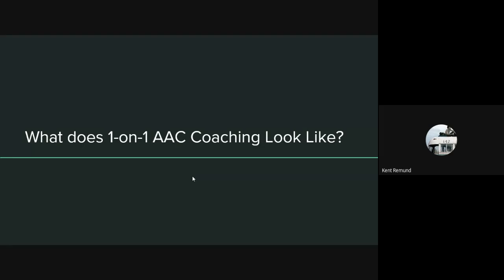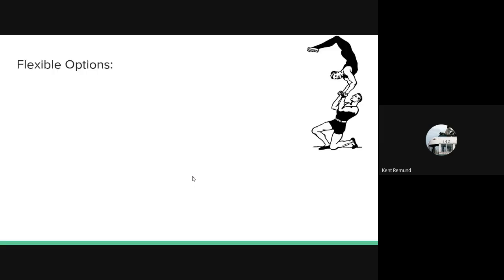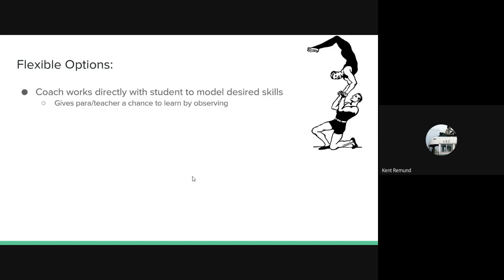So real briefly, we'll just talk about what it looks like. You've got to have flexible options. Not everything works for every person and for every student. So sometimes I will say, I'm just going to work directly with the student and you can just watch me model. That just gives the communication partner a chance to observe. And we often recommend it as the first step, actually. It helps them be like, oh, I see what you're trying to do here. Now I can do it. It's awesome if in the same coaching session, you can say, I'm going to start, and then we'll let you take over. That really works well too sometimes.